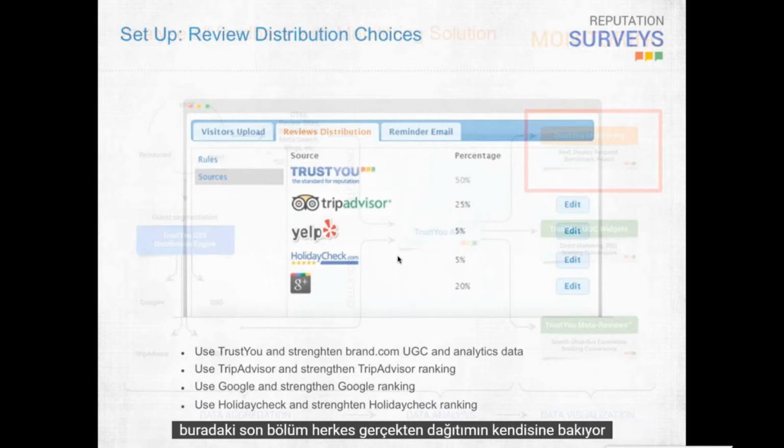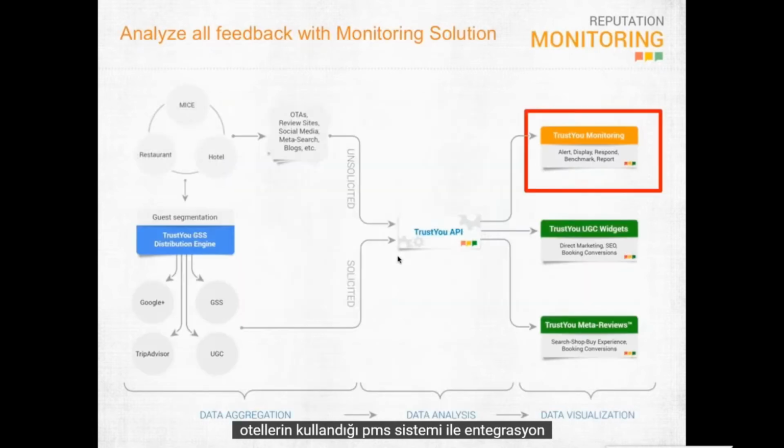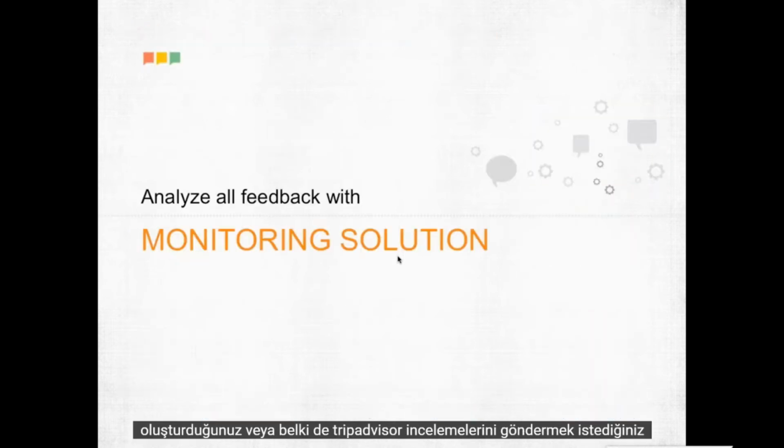The last part here is really looking at the distribution itself. So you can upload the emails through copy and paste from Excel, CSV file, or an integration with the PMS system that the hotel is using. And then from there, setting it up, whether you want people to respond to that survey that you created, or maybe you want to push reviews on TripAdvisor to help increase your TripAdvisor score, Yelp, Holiday Check, Google Plus, whatever it may be.